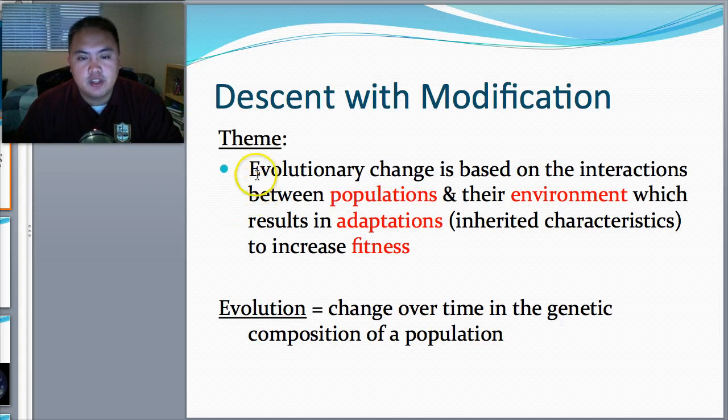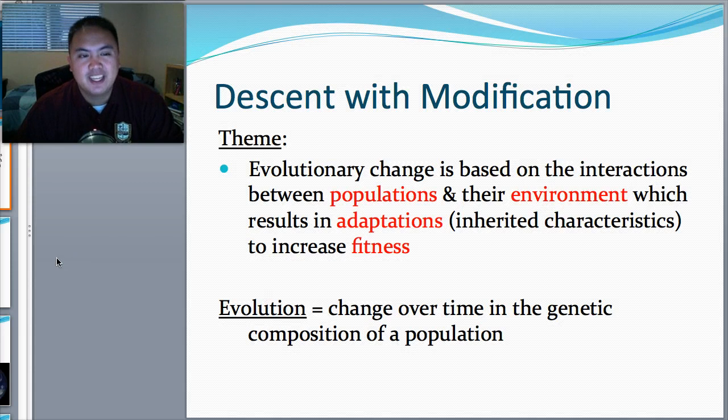The theme of this is that evolutionary change is based on the interactions between populations and their environment. Remember we talked about populations and ecosystems, so based on the interaction between us and our environment, we have created adaptations, or inherited characteristics, to increase fitness. Not fitness like I'm buff or like P90X, but I'm saying that we've gotten adaptations so that we are able to survive and create offspring. So the definition of evolution for this class is change over time in the genetics of a certain population.